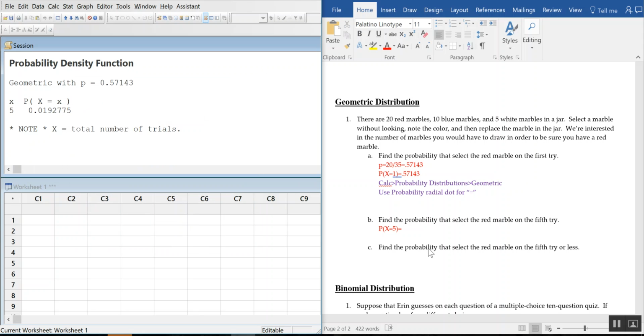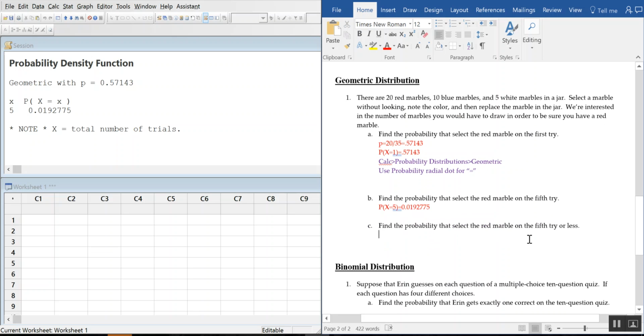Woohoo! So there's my answer: 0.019277. Alrighty, so there it is. Oh, I missed my decimal place. Sorry. There we go. Cool. So that's how you use the probability version of the Calc menu for probability distributions.